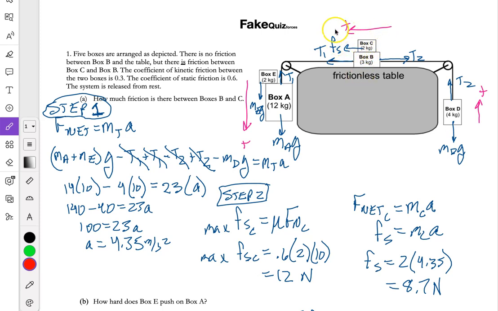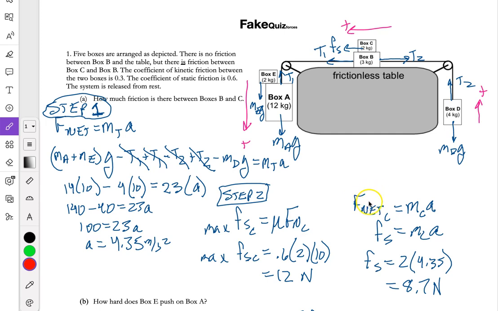Step 2 is to find the forces on box C, and I see that the only force I really have is just the force of friction trying to pull it to the left from box B. So that's equal to mu, which is 0.6, times the normal force on C, which is really just its mass times gravity. If I go ahead and do that, I found out that the maximum force of static friction on C is 12 newtons.